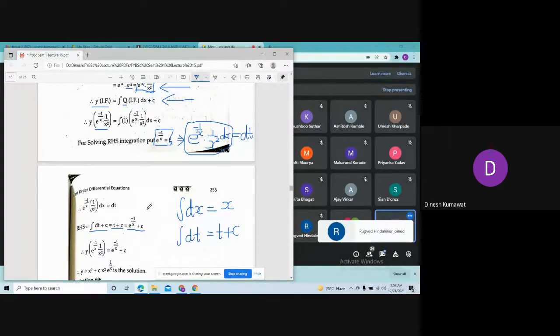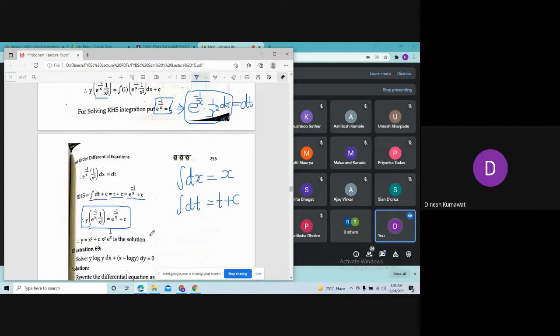Is that clear? Yes, sir. Okay, so finally we are in this situation, that is y into e to the power minus 1 by x into 1 upon x square is equals to e to the power minus 1 upon x plus c. So this is our final answer. If you want to simplify it, you can. You just divide this by e to the power minus 1 upon x. So this gets cancelled, and in this constant we are going to take this up, so it becomes positive.